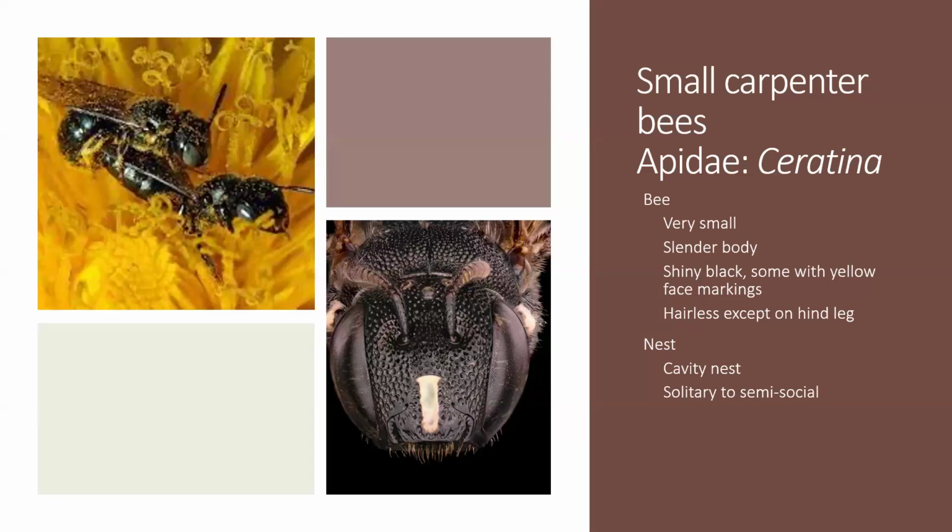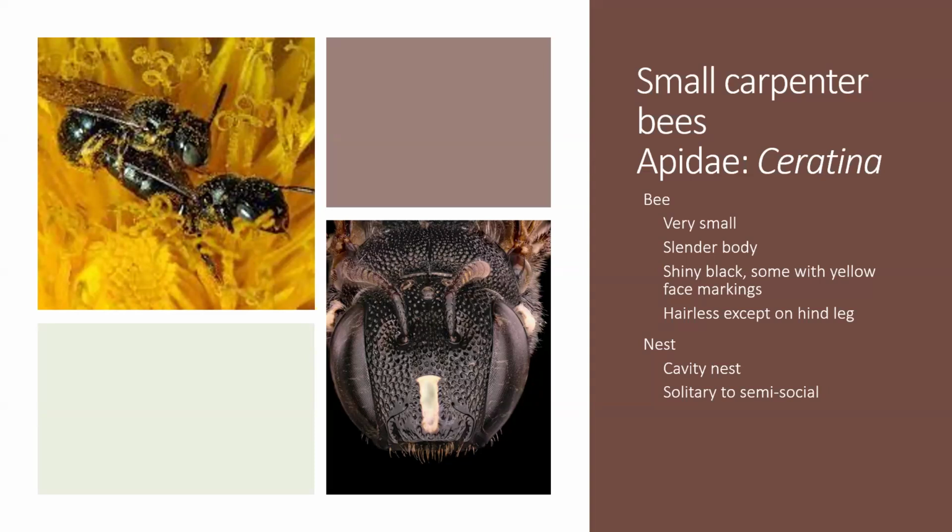We also have small carpenter bees, also in the family Apidae, and these are going to be in the genus Ceratina. These are very small. They have slender bodies, and they are going to be a shiny black color, but a lot of them are going to have yellow face markings, like you see in the right-hand picture there. These are typically going to be hairless, or they're not very hairy. They do have some very fine hairs on their body, but not a lot.